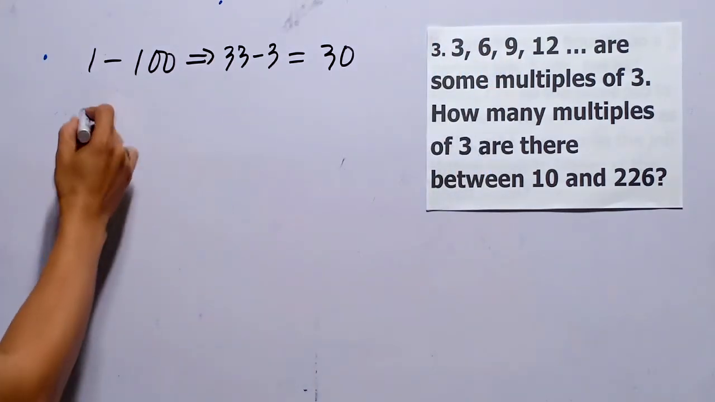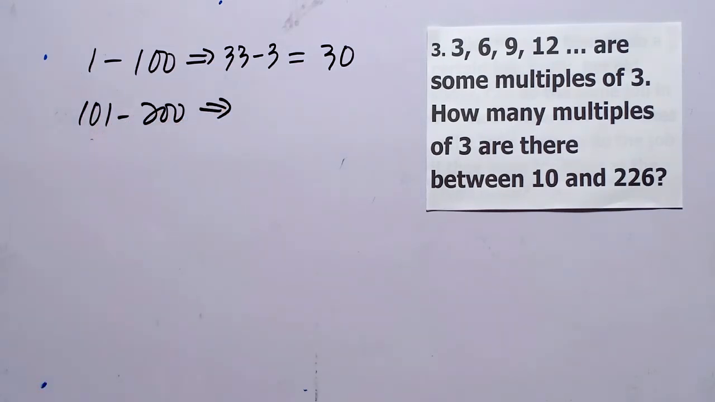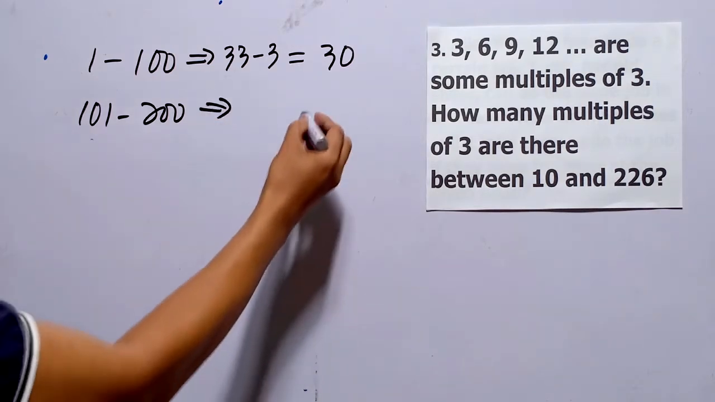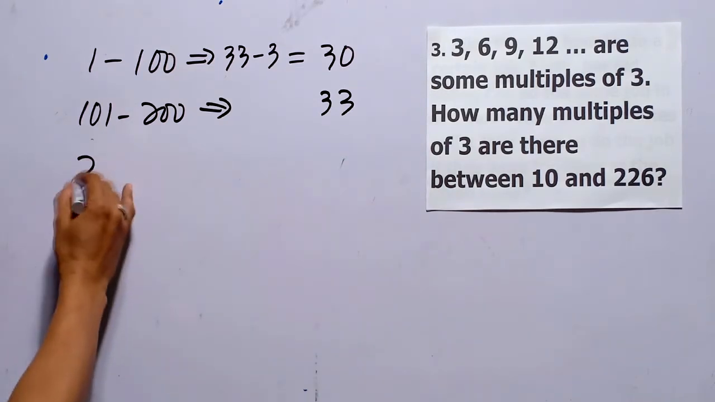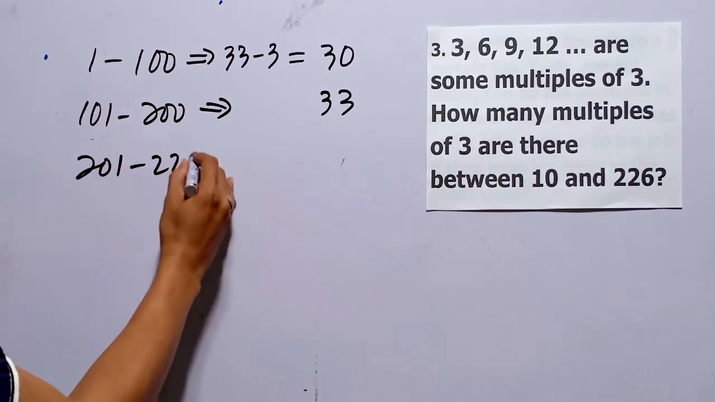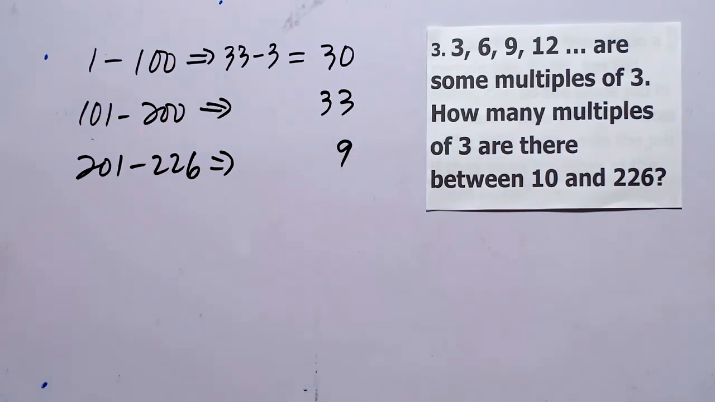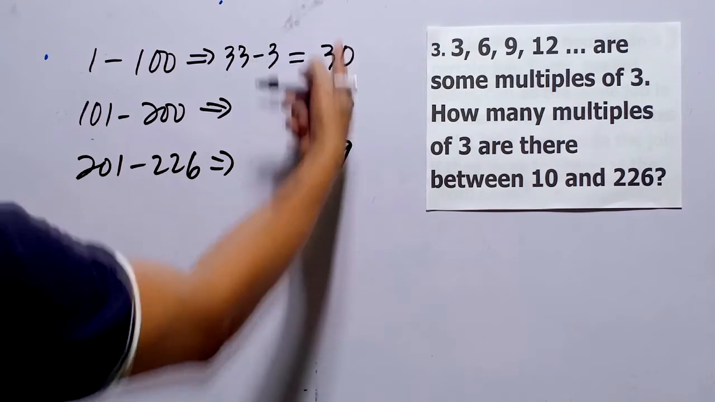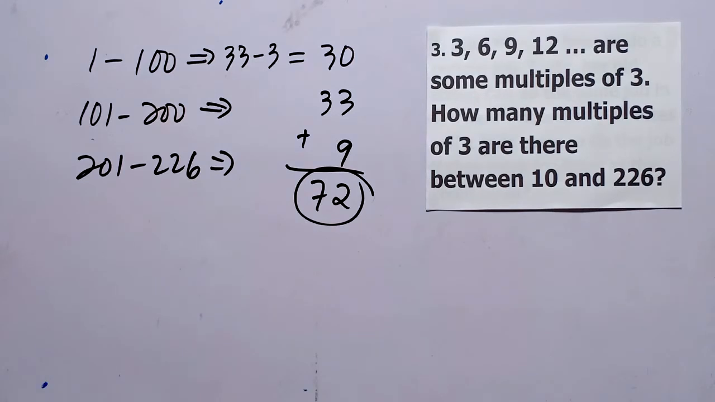Now let's go to from 101 to 200. How many multiples of 3 are there? We said there are 33. So another 33 multiples of 3 from 101 to 200. Then from 201 to 226, there are 9 multiples of 3 if you count. Then after this, just add all these 3. That will give you 72. So meaning there are 72 multiples of 3 between 10 and 226.